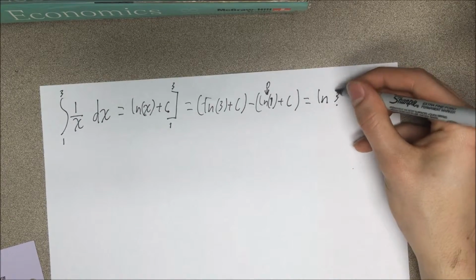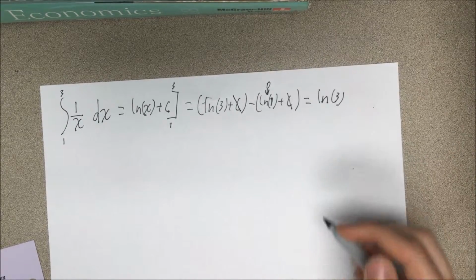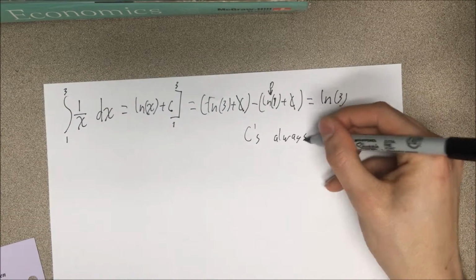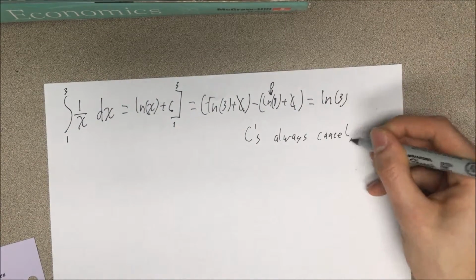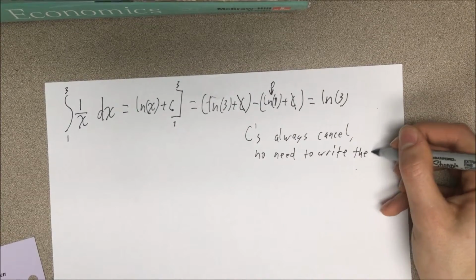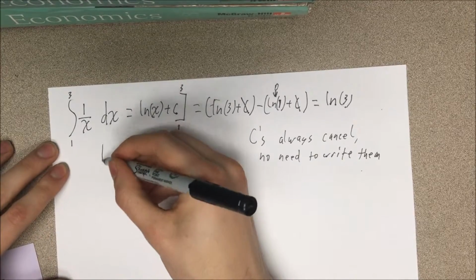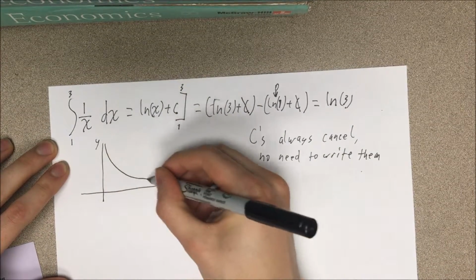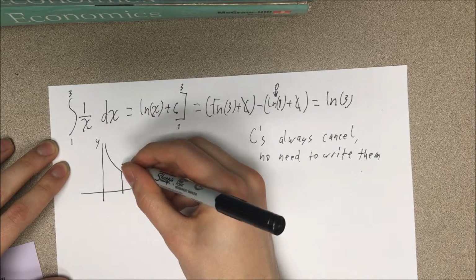So we have ln of 3 plus c minus ln of 1 plus c. The c's will cancel and ln of 1 is 0, therefore we get ln of 3. The c's will always cancel due to the negative sign, so there is no need to actually write them. And so after we get all this, this is the graph that represents the equation that we found here.